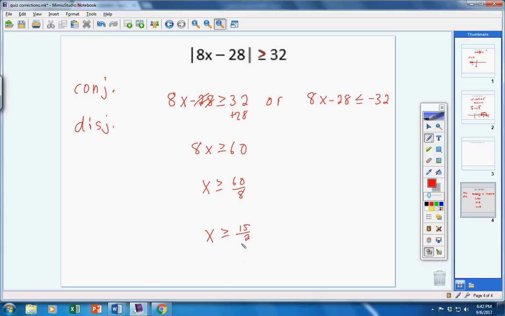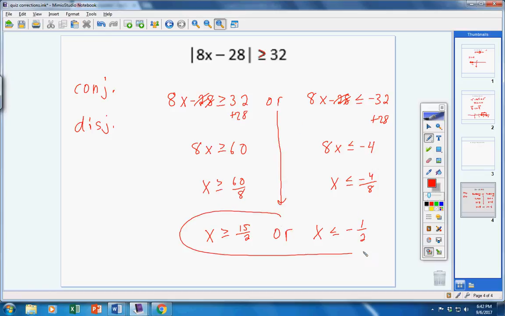Alright. Now, over here, bring the 28 over and make it a positive 28. So you're left with 8x is less than or equal to negative 4. Now divide both sides by 8 and you're left with that right there. And when you simplify, a negative over a positive is a negative, and 4 over 8 is 1/2. Bring the word or down and you're finished. It's just that simple, okay?